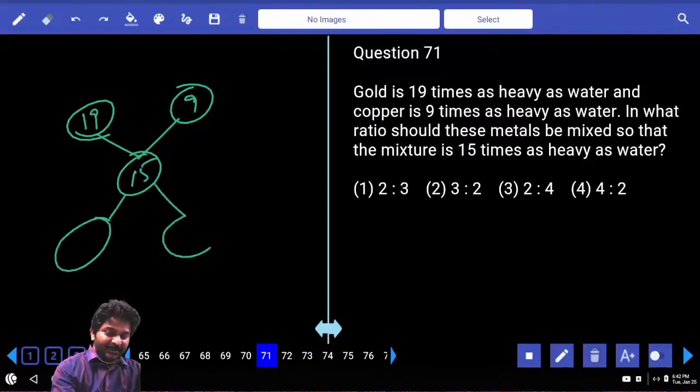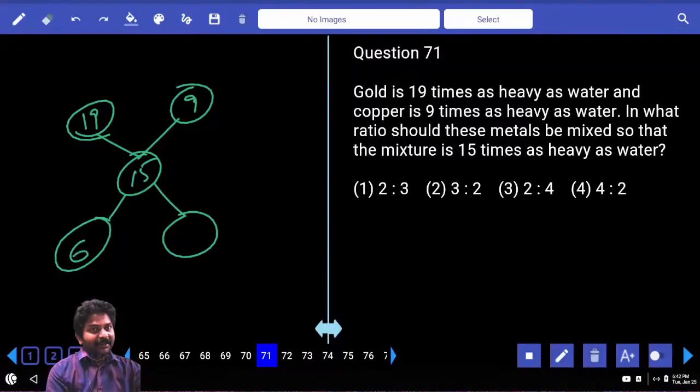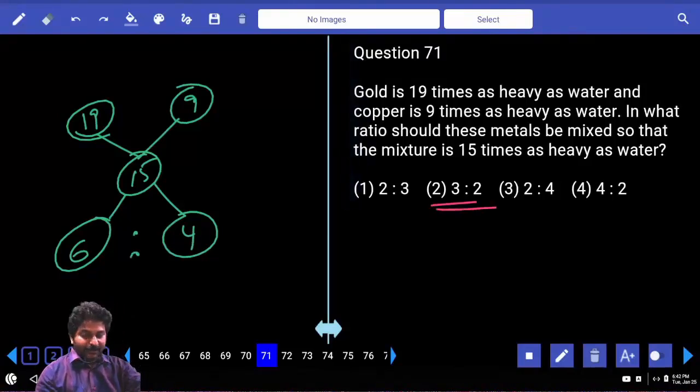Just go for allegation. Come on. 9 and 15 difference, 6. 19 and 15 difference. Ratio in simplified form 3:2.